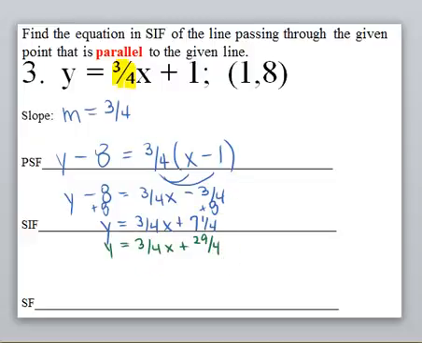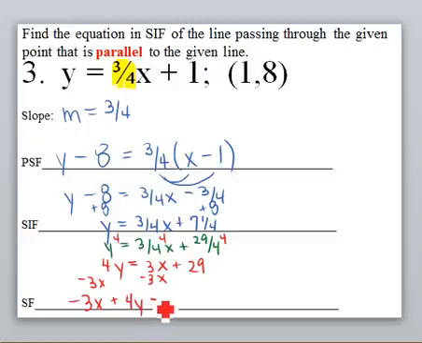I also want to do that because I want to put this into standard form, and standard form has no fractions, so I'm going to multiply everything times 4. So I get 4y equals, those would cancel, 3x plus, the 4's would cancel, 29. I'm going to subtract 3x from both sides, and I end up getting negative 3x plus 4y equals 29. The last thing I need to do in this problem is change my x to be positive, which then changes my y to be negative and my number to be negative.